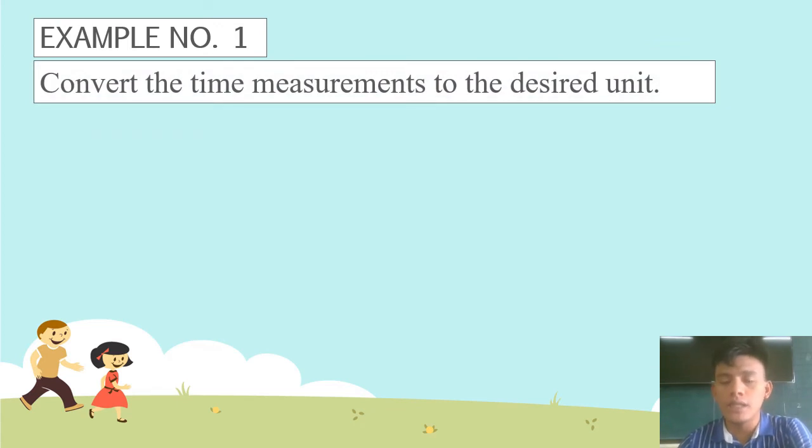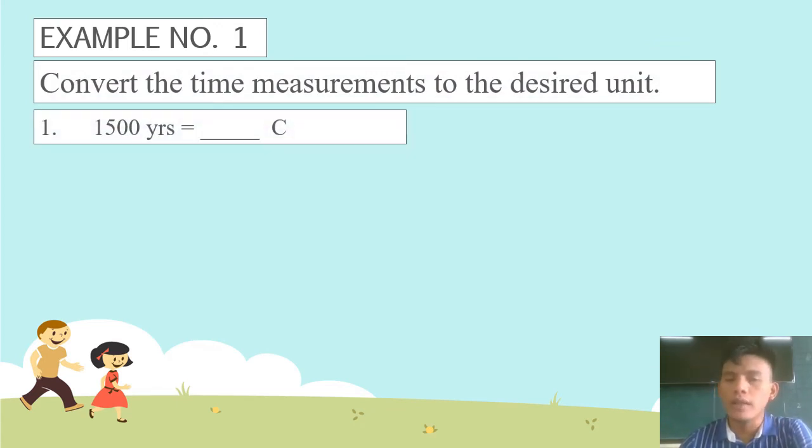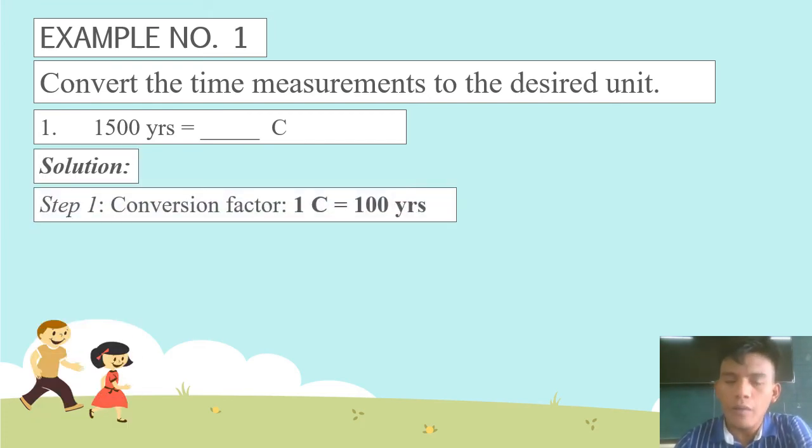Convert the time measurements to the desired unit. 1,500 years, how many centuries? Or how many centuries in 1,500 years? Solution. Conversion. Remember, 1 century is equal to 100 years. Same in score. We are already in 1 century because we are already at more than 100 years. So score is already century.